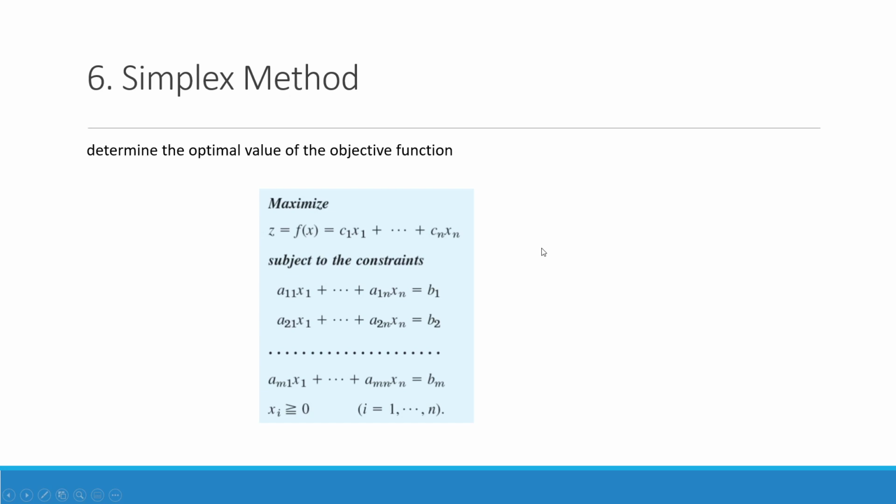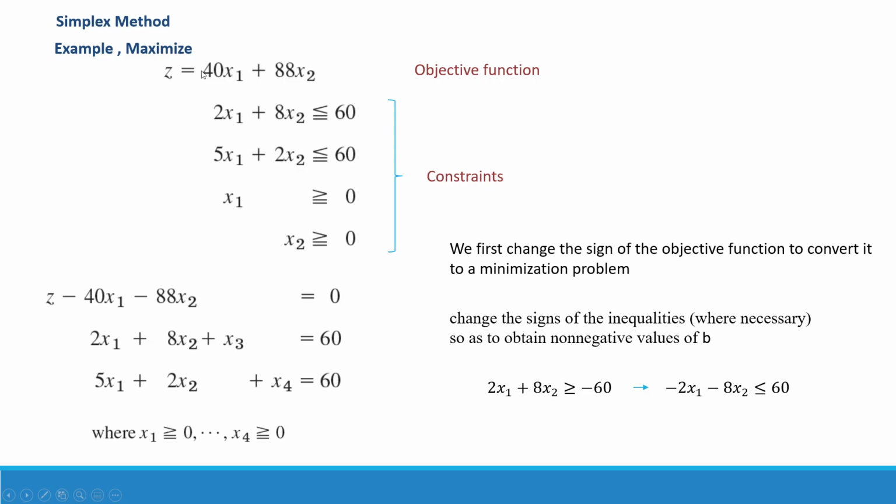And the simplex method is the important part that we are going to learn here. At first, we have the objective function, and this function is subject to the constraints. These are the constraints, and all the variables are going to be greater than or equal to 0. This is an example. First we get the objective function, and then these constraints, both greater than or equal to 0.